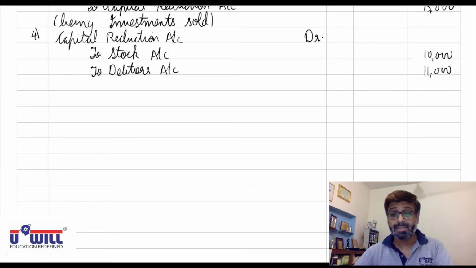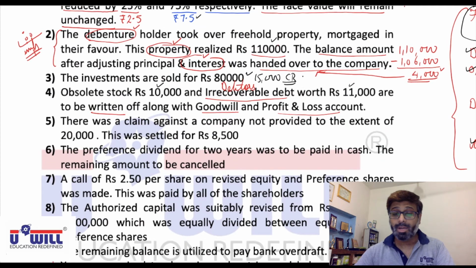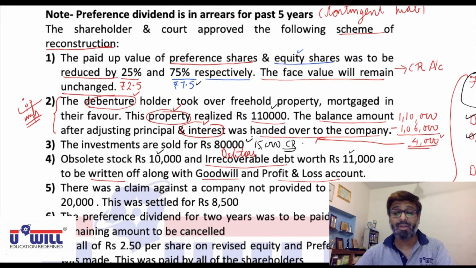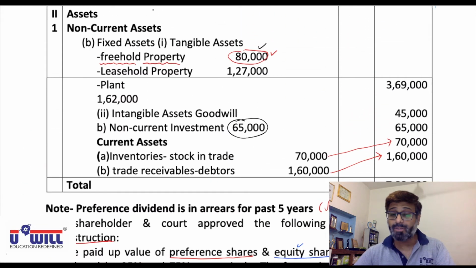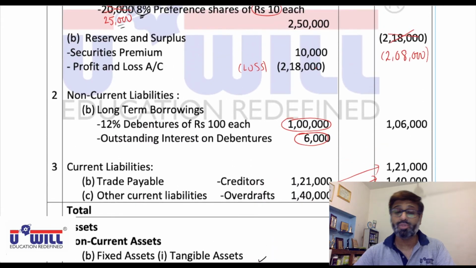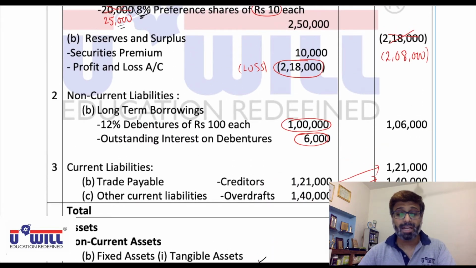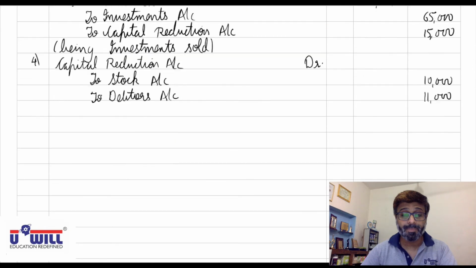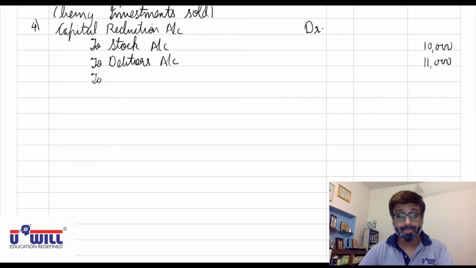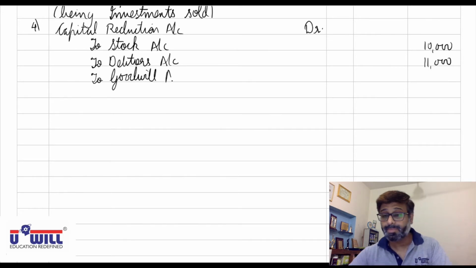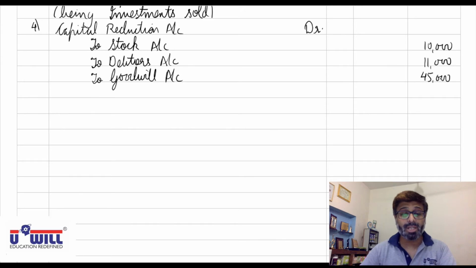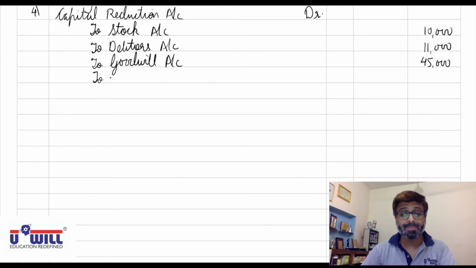Then after debtors, goodwill and P&L account are to be written off. Amount is not given, means entire goodwill of 45,000 and entire P&L account of 2,18,000 is to be written off. So to goodwill account 45,000, and to profit and loss account 2,18,000.